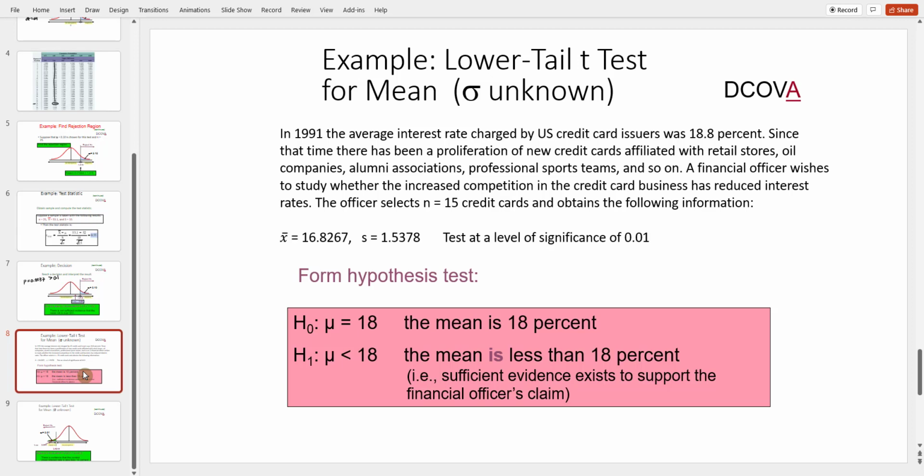A financial officer wishes to study whether the increased competition in the credit card business has reduced interest rates. The officer selects 15 credit cards and obtains the following information. He shows that x-bar is equal to 16.8267. The standard deviation is 1.5378, and he tested it at a level of significance of 0.01.